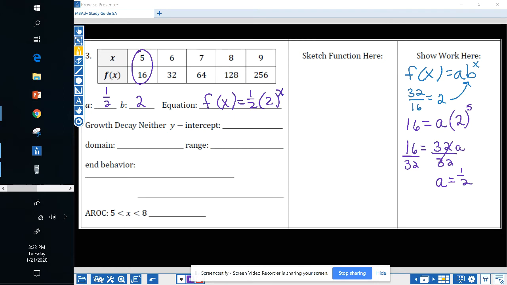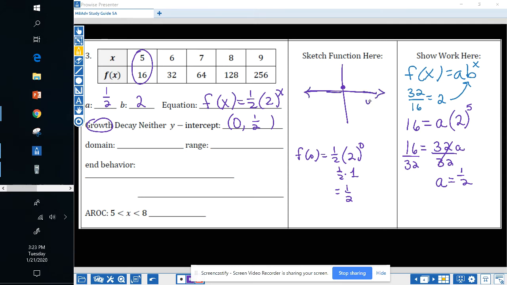Because my b value is greater than 1, we have an exponential growth, and we can find our y-intercept by plugging 0 in for x. So once I plug 0 in for x, 2 to the 0 is 1, times my 1/2 gives me 1/2. Now let's do a quick sketch. I have 0 comma 1/2. Our asymptote is y equals 0, and this is a growth.